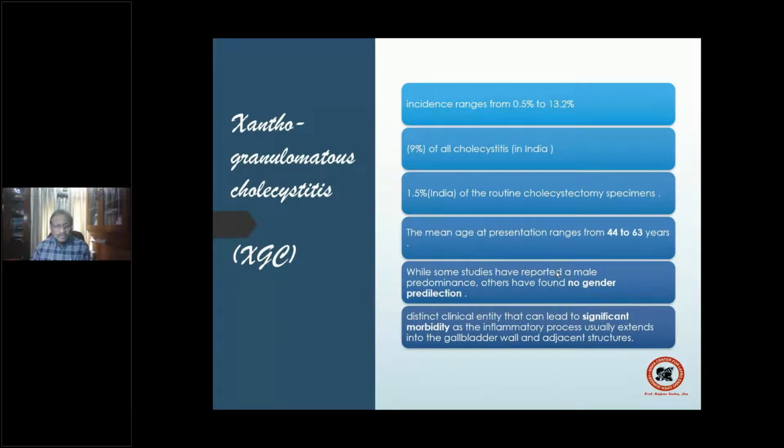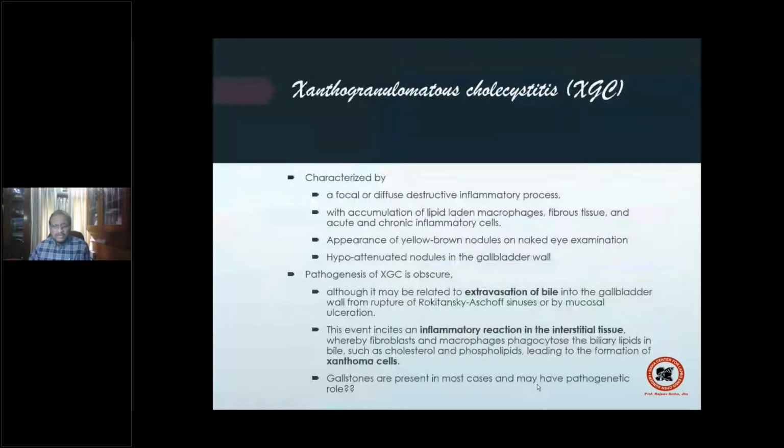Why? Because the inflammatory process is so huge and so massive that it extends into the gallbladder wall and adjacent structures. The differential diagnosis is very important, and for that you have to know the characteristics. It is characterized by, number one, focal or diffuse destructive inflammation, pretty destructive, that's why it becomes massive. Accumulation of lipid-laden macrophages, yellow-brown nodules on naked eye examination, and hypoattenuated nodules in the gallbladder wall are all pointers towards the diagnosis of XGC.